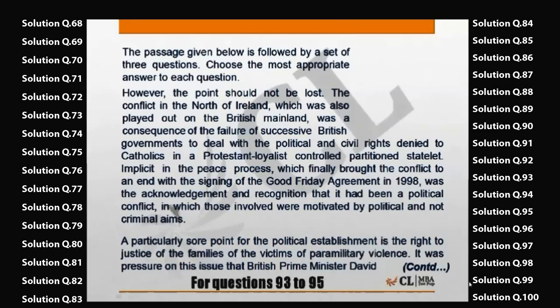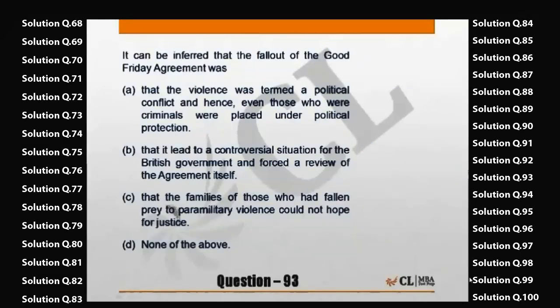This is what brings us now to questions number 93 to 95, which was the last passage given in this particular mock 1. Question number 93, let's move on to that. This passage, by the way, was about the IRA and the Good Friday Agreement. I hope you have read about or you know about the conflict of the Protestants versus the Catholics in Ireland. This is what the passage refers to.